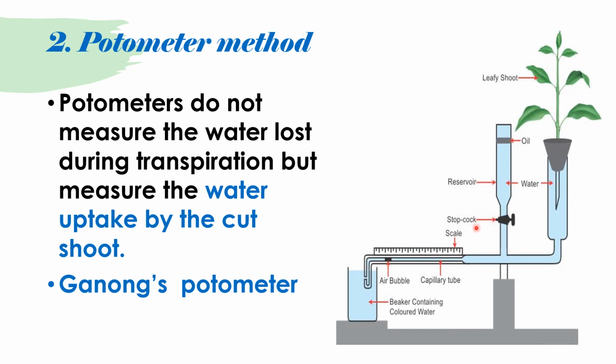Then you have to remember, potometers do not measure the water lost during transpiration, but measure the water uptake or water intake by the cut shoot. Yes, that's why we can say some of the water is used by the cells to carry out other processes. That's why we can measure only water intake, not water lost through transpiration.